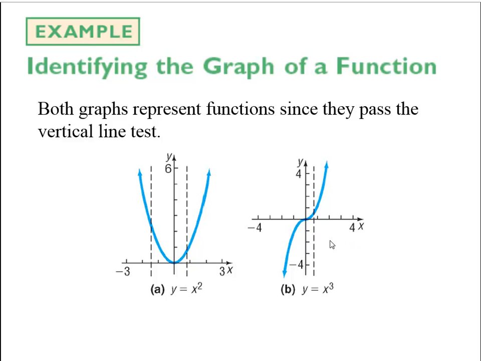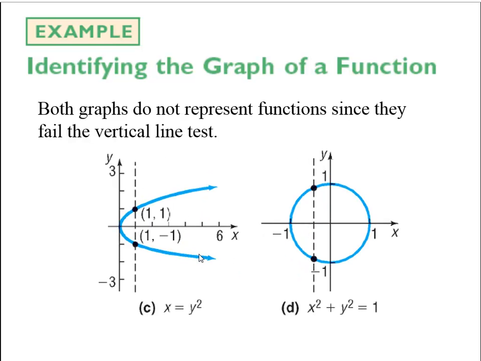That's what I want to point out visually: when I draw a vertical line, in essence I'm picking an x value and seeing how many y values pair with it. If I draw a vertical line and it intersects the graph at only one point, then for each x, there's one and only one y value.